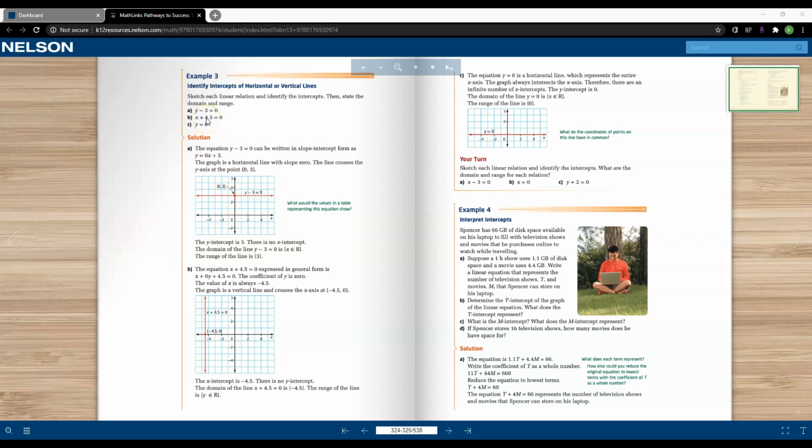What about the other case? What if there's no y? That's just like saying y is 0. For part B, we're going to move the 4.5 over to get x equals -4.5. So x is -4.5, and there's no y. Whenever there's no y, that means the line is going to be a straight vertical, going up and down. So pretty straightforward.